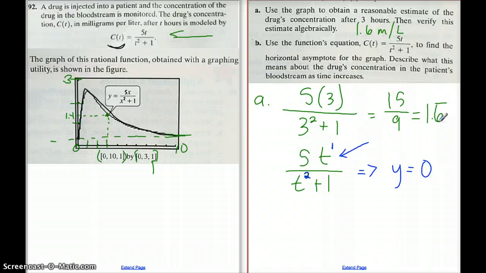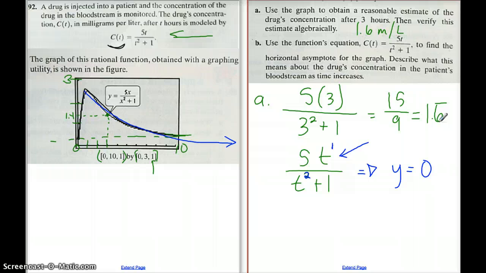While our graph doesn't show us that, it must take quite a long time, but it actually is going to go closer and closer to 0 based on what we know about horizontal asymptotes. So my horizontal asymptote is 0, and what that means is that eventually the patient's bloodstream will pretty much get rid of the drug. Will it ever be exactly 0? No, it will never be exactly 0. There will always be a trace amount of that drug in that patient's bloodstream, but it might get so minuscule that we cannot measure it.